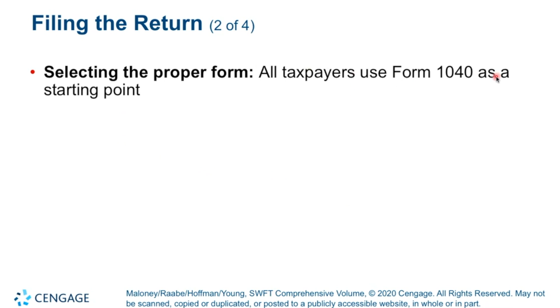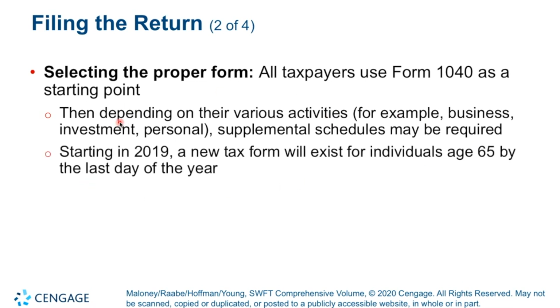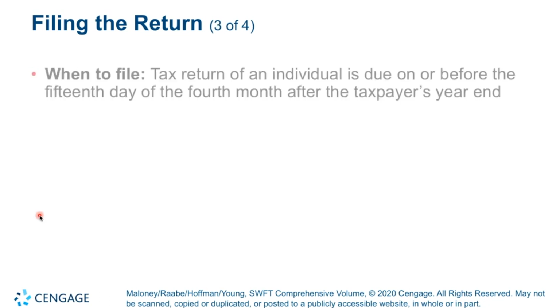So special rules apply for dependents and self-employed taxpayers. All taxpayers start with Form 1040, and then based on what they have, they'll need to attach Schedules 1 through 6. Starting in 2019, there's going to be a new tax form for individuals age 65 by the last day of the year. 1040-SR will focus on retirement type activity.